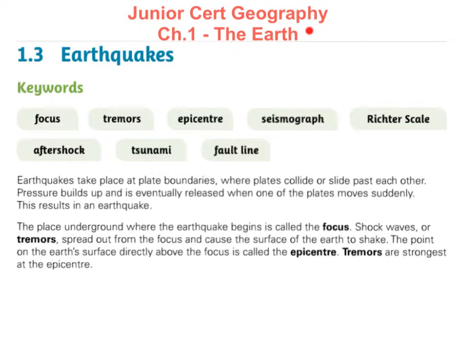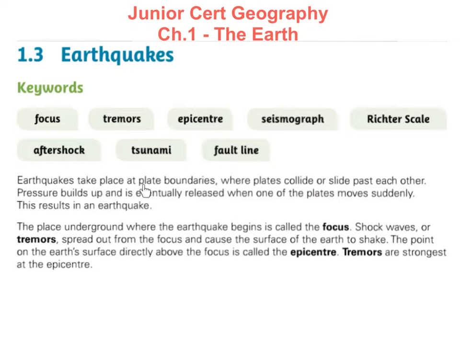Junior Cert Geography, Chapter 1, The Earth. 1.3 Earthquakes. These are the key words that you need to know by the end of this part of the chapter. You need to be able to explain all of these. Focus, tremors, epicenter, seismograph, Richter scale, aftershock, tsunami, fault line.